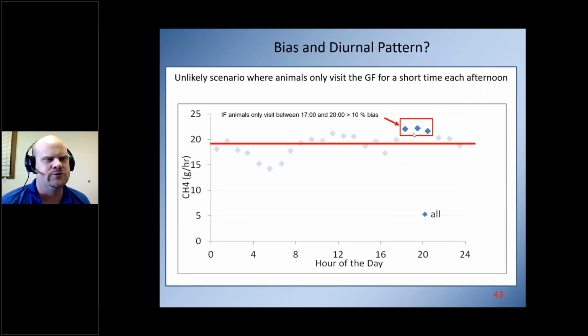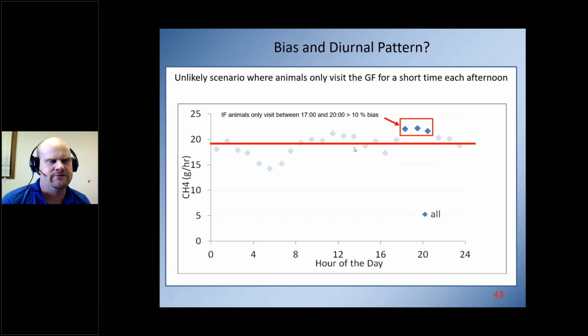Well, in one case, the animals would have to get together and maybe coordinate, maybe have marching orders or something like that, but they'd all have to get together and decide only to visit the GreenFeed between 7 and 10 o'clock at night in order to bias your measurements more than 10% high. And they would have to know, well, we're not going to visit GreenFeed at any other time, and we know if we visit between this time, it's going to bias the results high. So it's a pretty significant result. Animals don't visit GreenFeed like this.